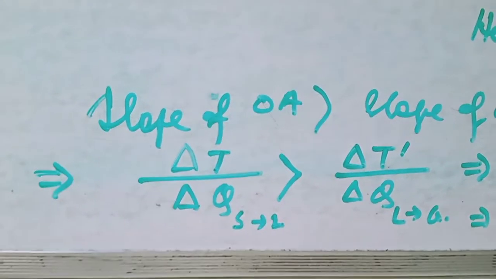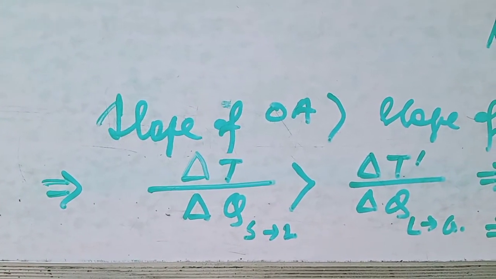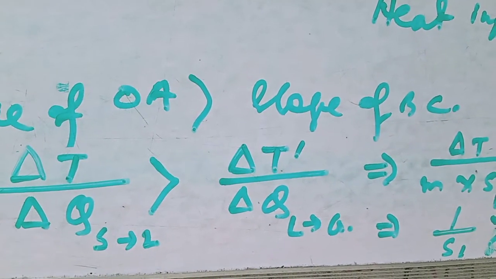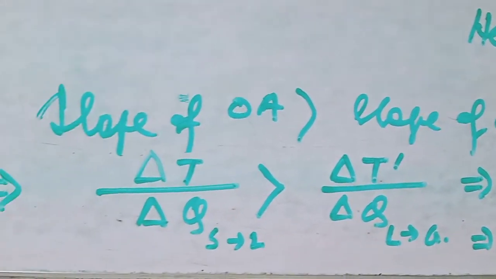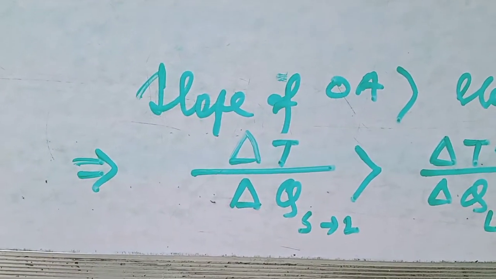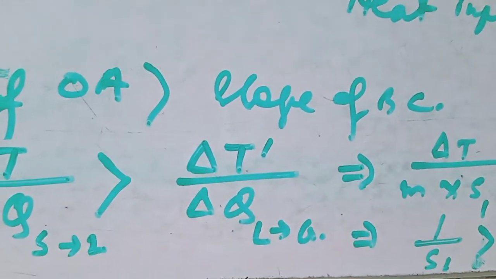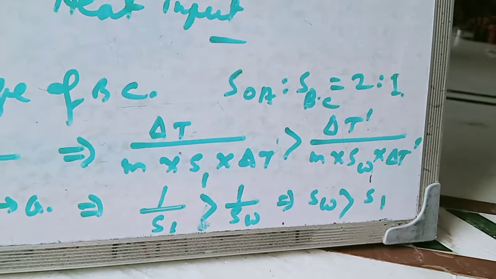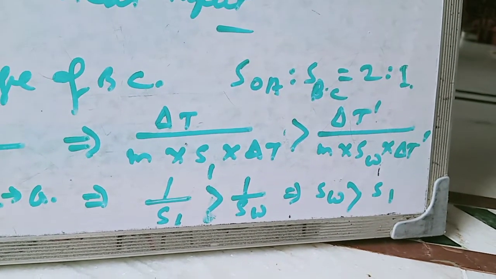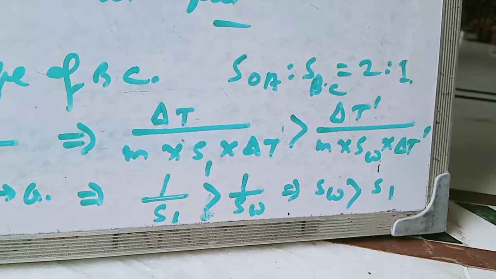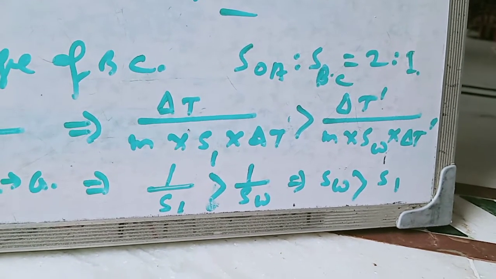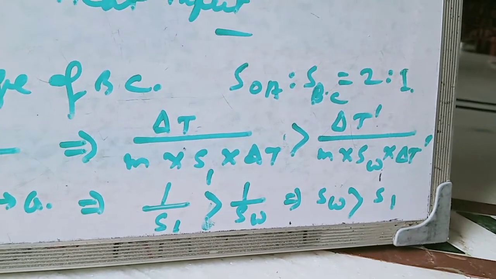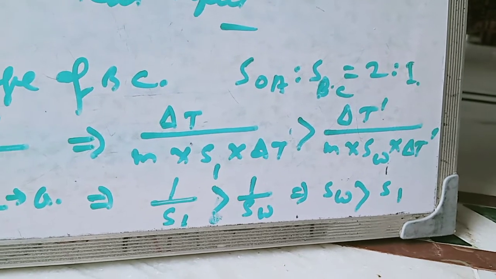Now del Q here means mass into specific heat capacity of ice into change in temperature, and here this del Q means mass into specific heat capacity of water into change in temperature. So we write it in this manner. Now del T cancels in both the cases, and mass cancels. So you will get 1 by specific heat capacity of ice is greater than 1 by specific heat capacity of water. Quite naturally, the specific heat capacity of water is greater than the specific heat capacity of ice.